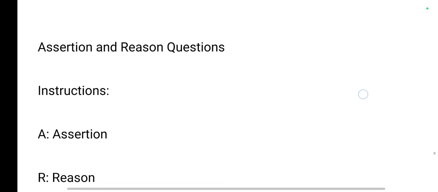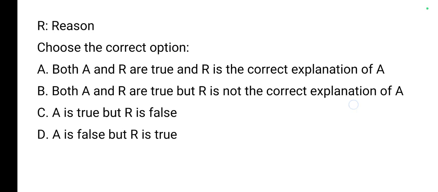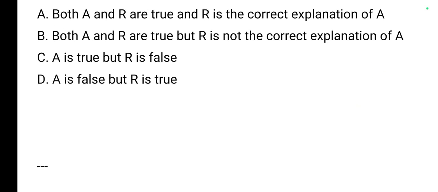So that was all about MCQ. Now we will deal with some assertion and reason type questions. So this is the instruction. Option A will represent both A and R are true and reason is correct explanation of assertion. B will represent both A and R are true but it is not the correct explanation. C will represent A is true, R is false, and D will represent A is false and R is true.